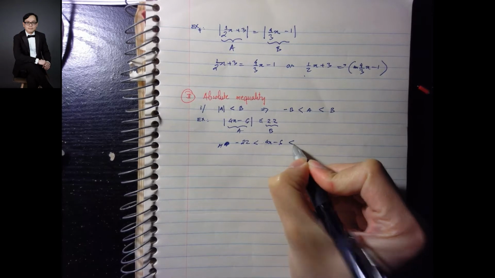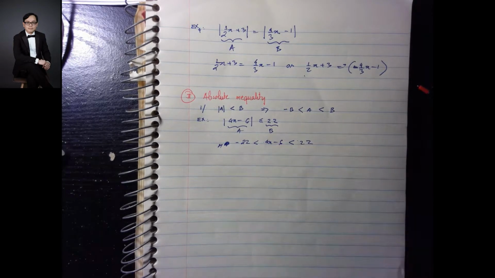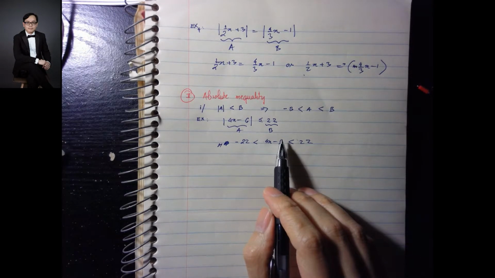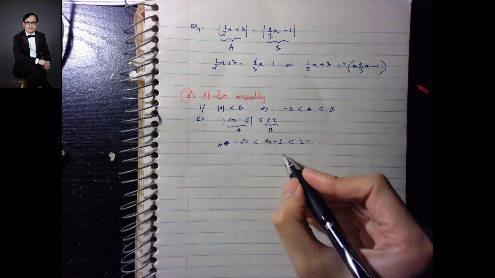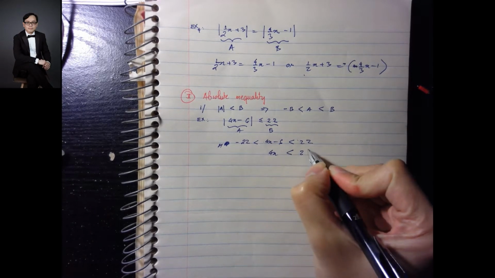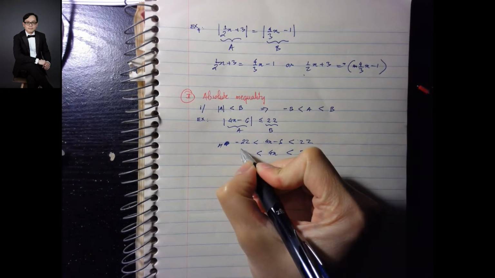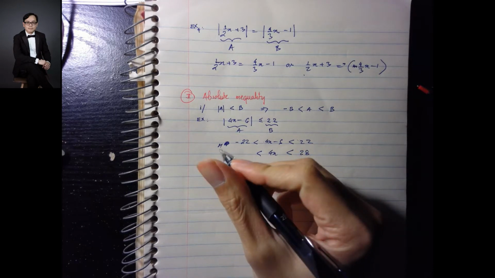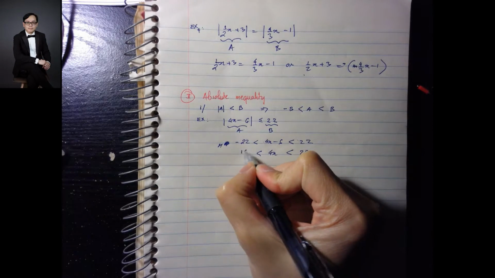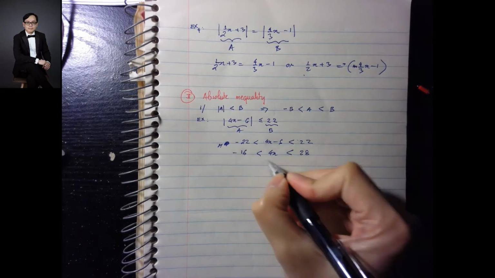So this is a compound inequality. You really need to learn how to solve this. I'm going to add 6 to all sides: 22 minus 6 is 16, and negative 22 plus 6 is negative 16. Then I divide all sides by 4, so I have negative 4 less than x less than 7.